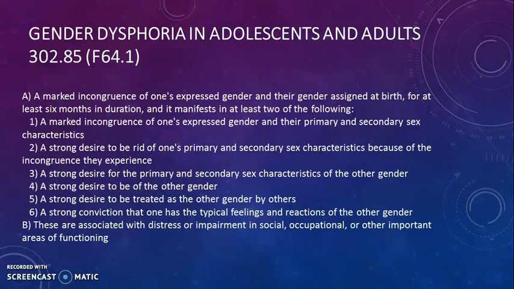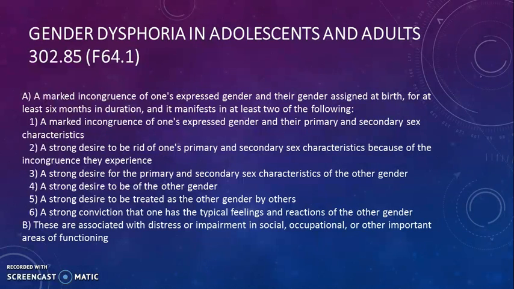There's a strong desire to be rid of one's primary and secondary sex characteristics because of the incongruence that they experience. So in young adolescents, this would mean the strong desire to prevent the development of secondary sex characteristics. There's also a strong desire for the primary and secondary sex characteristics of the other gender.